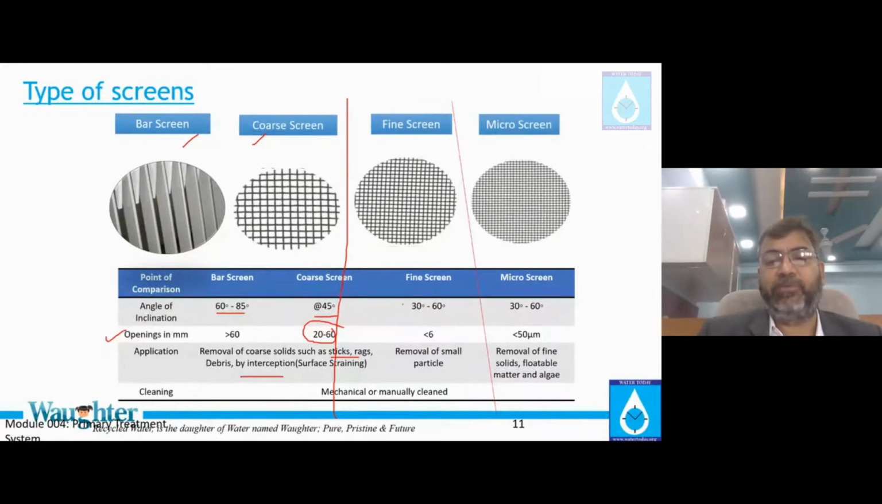And when it comes to fine screening, you are going below 6 mm. And when it comes to micro screening, we are going below 50 microns. These are general classifications, not necessarily to be followed exactly. In the Indian context, the Central Public Health and Environmental Engineering Organisation issues a manual where they suggest the typical screening should be 6 mm and 10 mm. So this is what they talk about.